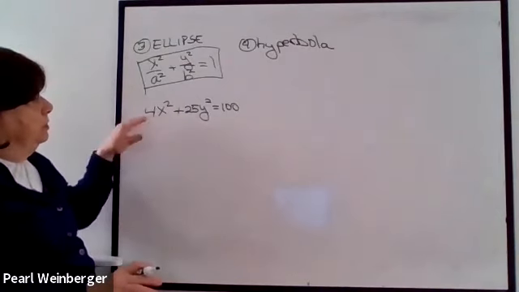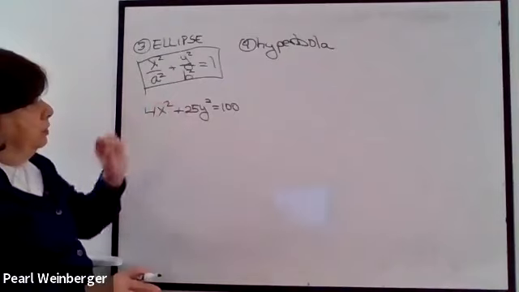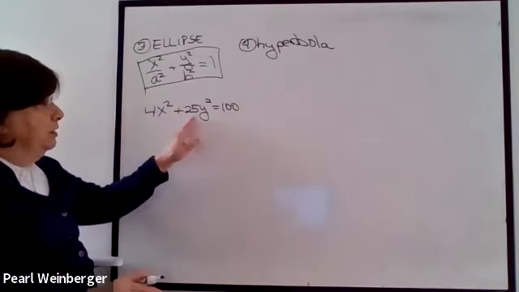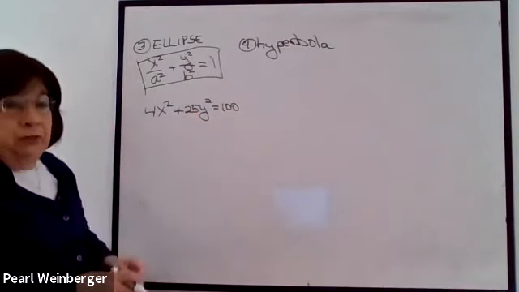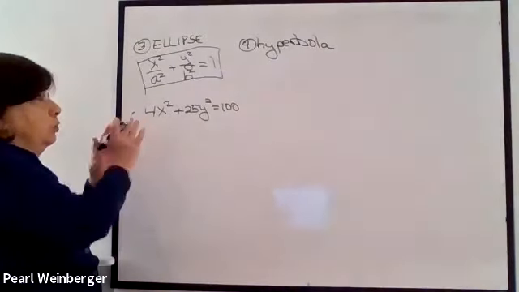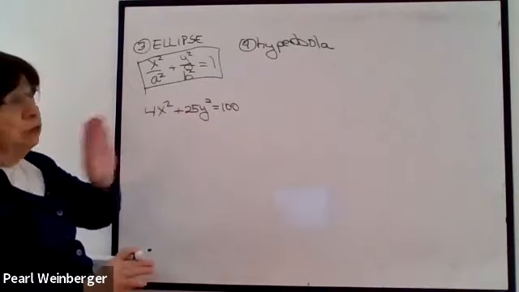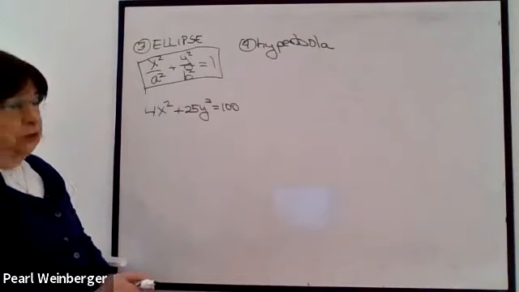Okay, so we know this is an ellipse because my x squared has a coefficient of 4 and my y squared has a coefficient of 25. These two coefficients are different numbers. If they were the same number, we could have divided the whole equation by that number and just had a plain x squared and a y squared. So we have a number in front of the x squared, a number in front of the y squared, not the same number. That makes it an ellipse.